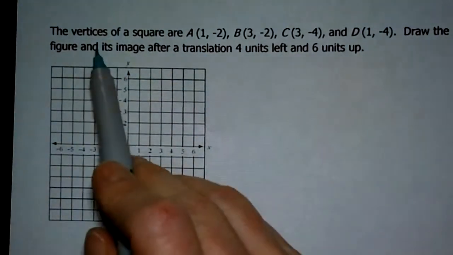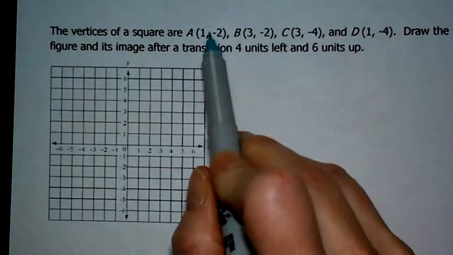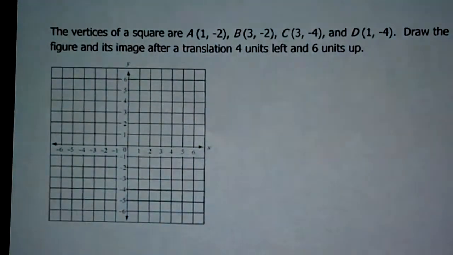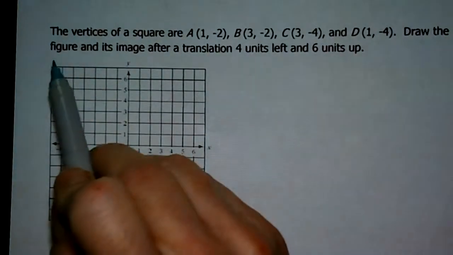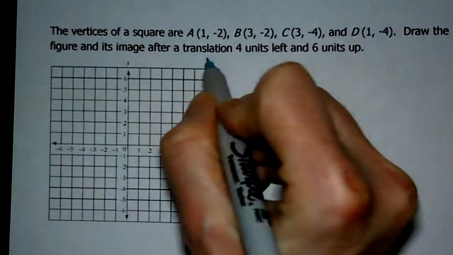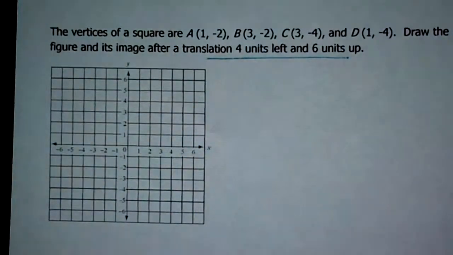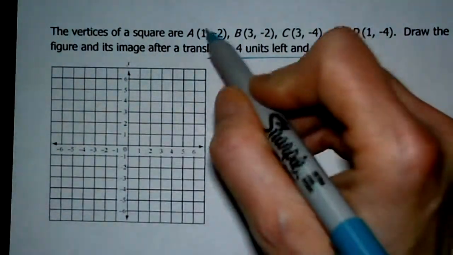So in this one, I tell you the vertices, like the corners, the points, of a square are, and I list 4 ordered pairs. So these are the 4 corners of a square. I ask you to draw the figure, and then I want you to draw the image after a translation 4 units left and 6 units up. So our step 1 in this, we're going to draw the square that they're giving us. So we need to plot these points.